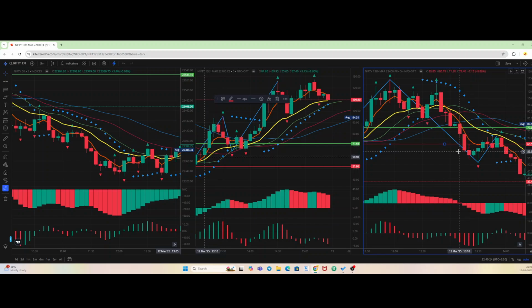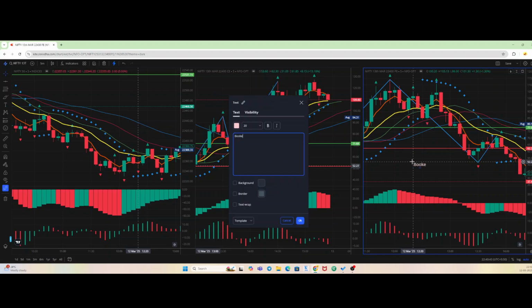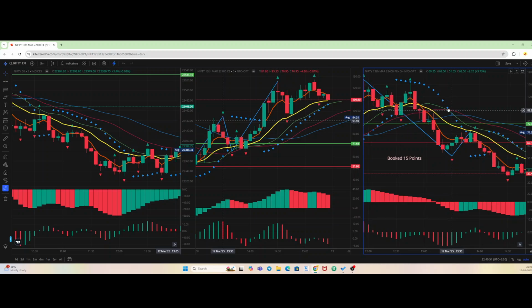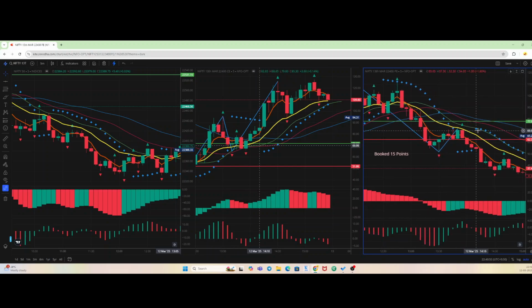And here what we did, little more we trailed around 62, means 77 we entered. So 62 means around you can see 13 point, means 77 to 62, 15 point. Here we booked 15 points. So again there is indicator support here.